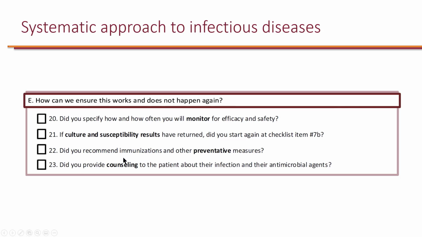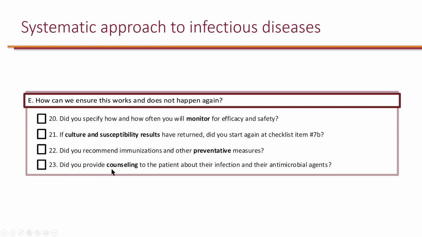And then number 22 is, did you recommend immunization and other preventive measures? And this is if applicable. So for example, if somebody had influenza and you treated influenza, you want to make sure that you recommend that they get the flu shot the next time it's available, to make sure they don't get the flu again.